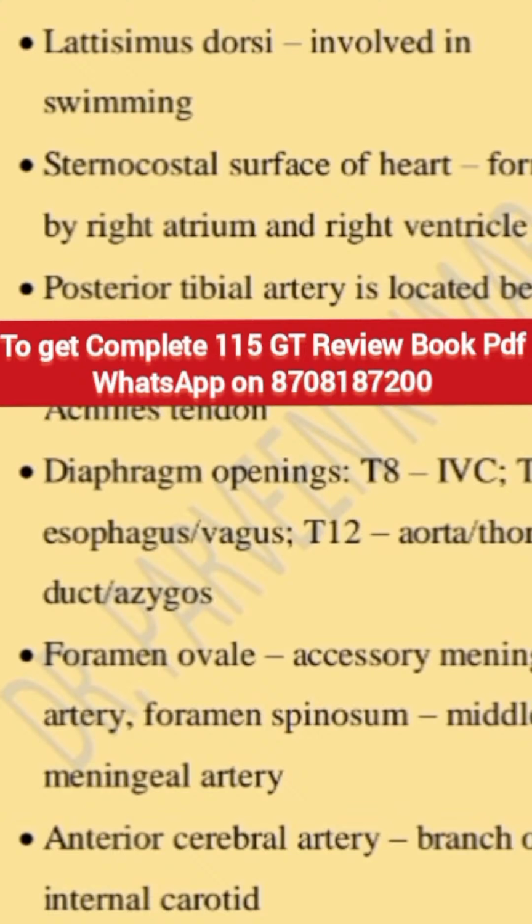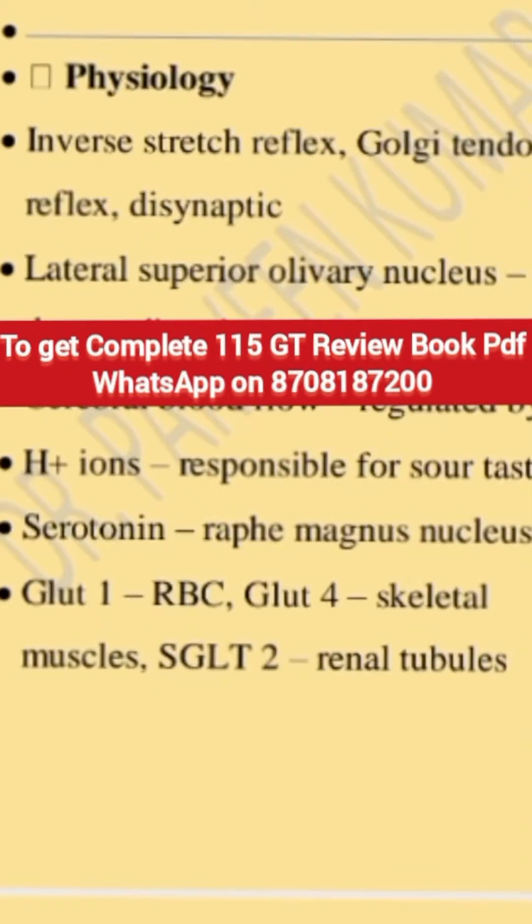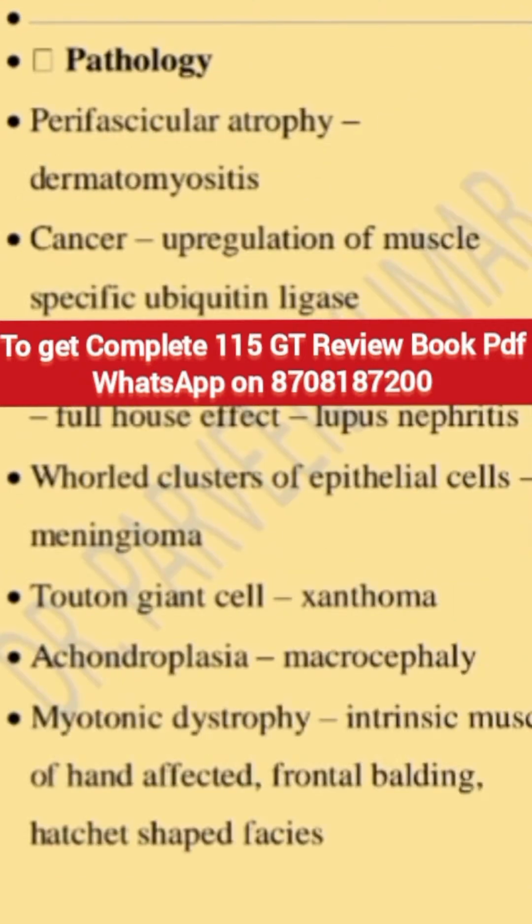The inverse stretch reflex is the Golgi tendon reflex, which is disynaptic. The lateral superior olivary nucleus is responsible for detecting the direction of sound. Cerebral blood flow is majorly regulated by BP. H+ ions are responsible for sour taste. Serotonin is secreted by the raphe magnus nucleus. GLUT1 is present in RBCs, GLUT4 in skeletal muscles, GLUT2 in the renal tubule. Perifascicular atrophy is found in dermatomyositis. In cancer, there is an upregulation of muscle-specific ubiquitin ligase.